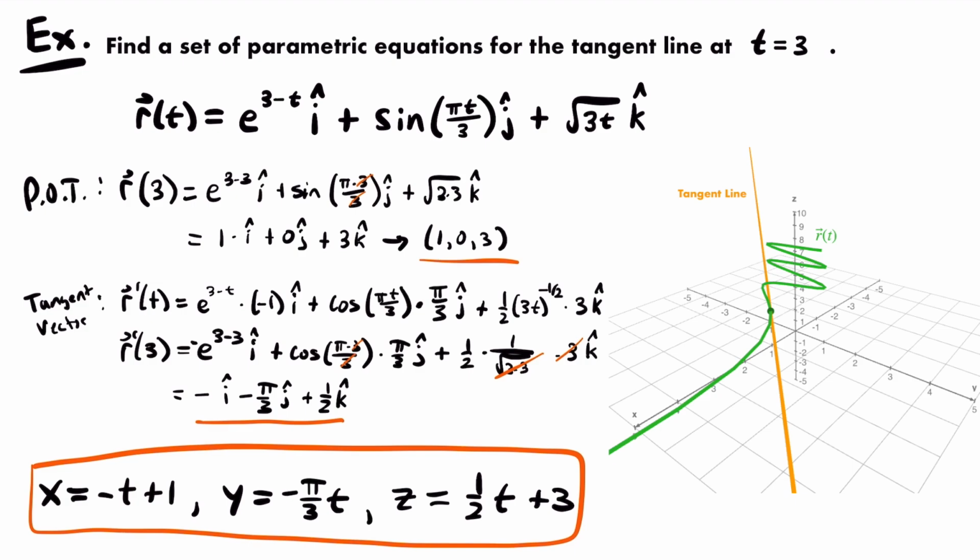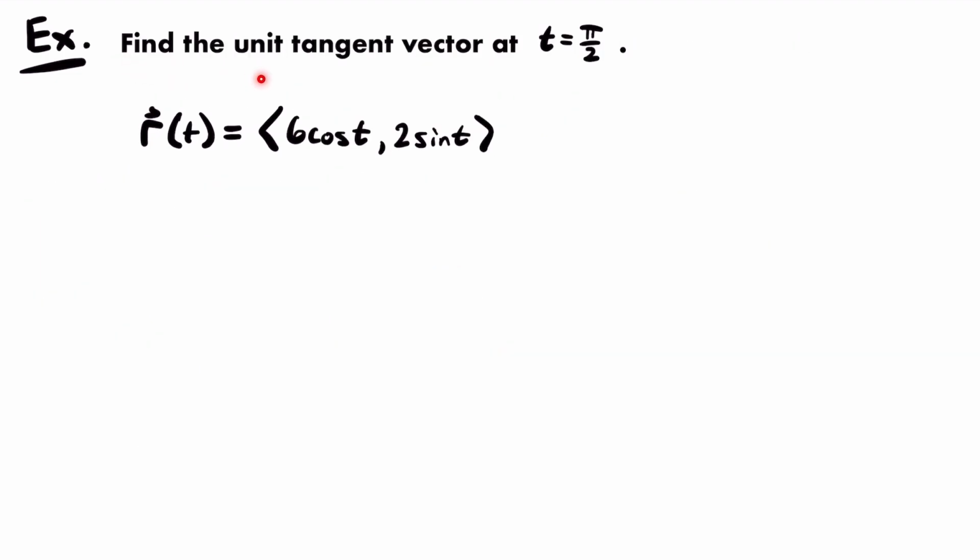What I want to do for our last few examples is find some unit tangent vectors. And so first up, we want to find the unit tangent vector at t equals pi divided by 2 for this vector function. It is a vector function with just two components, an x component of 6 cosine t and a y component of 2 sine t.